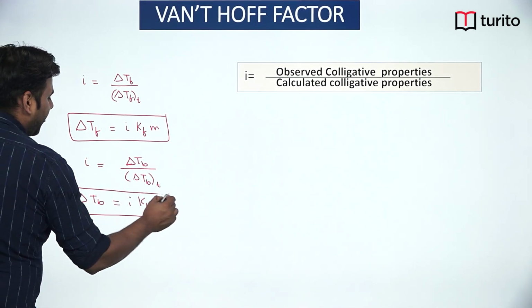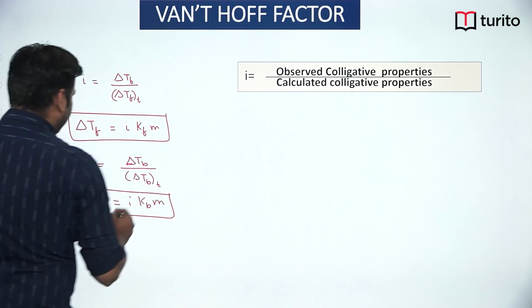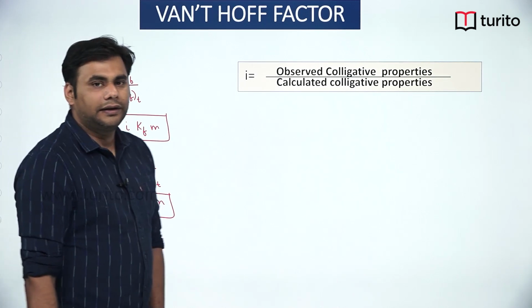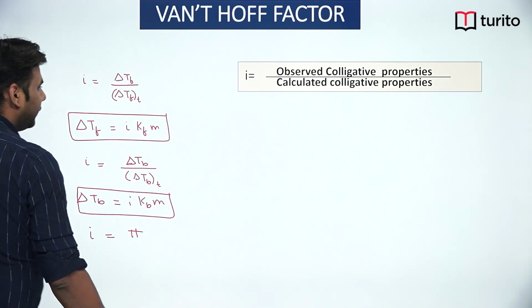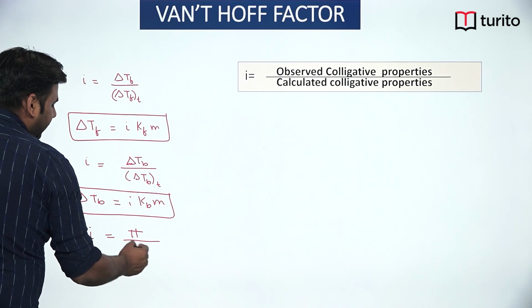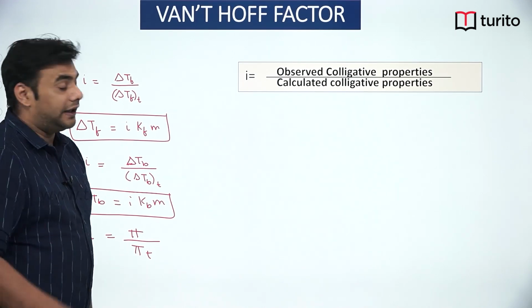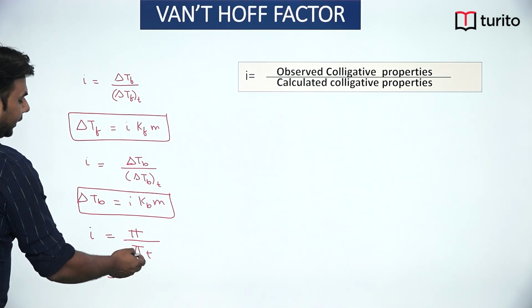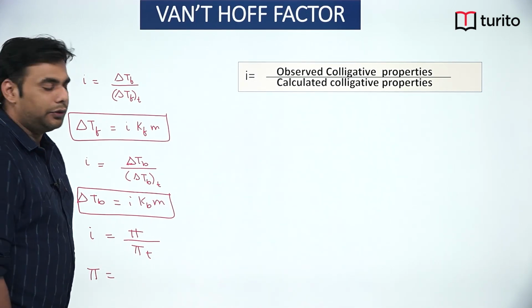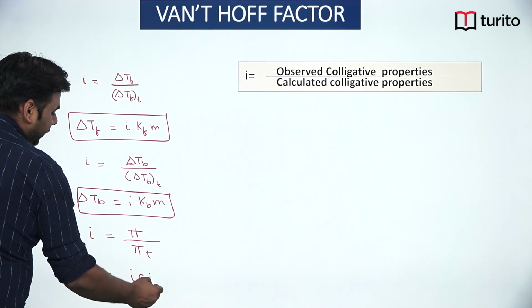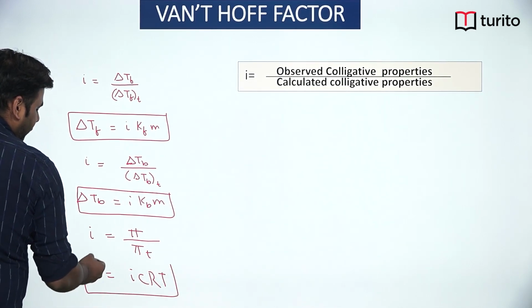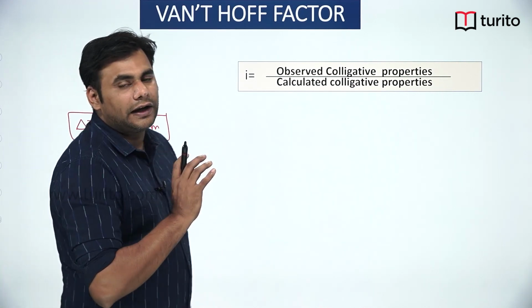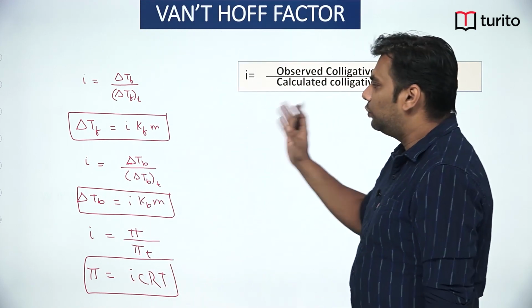Similarly, you can write i as the osmotic pressure that is obtained through experiment, or observed, divided by the osmotic pressure that is calculated, or the theoretical one. We know that the theoretical osmotic pressure is C into R into T, so pi would be i into C into R into T. So all the expressions would be incorporating the Van't Hoff factor, or the i, over here. Hope this is clear to you.